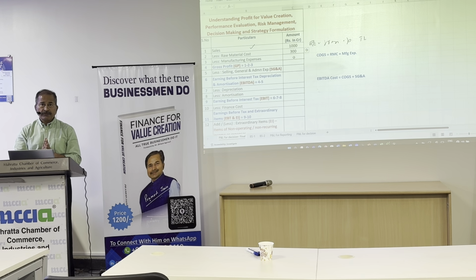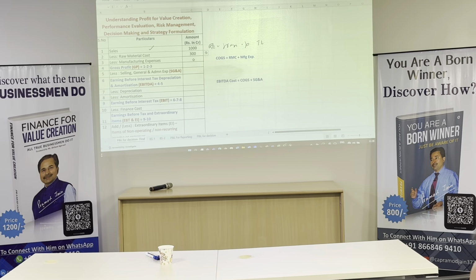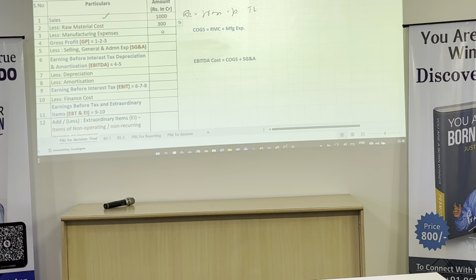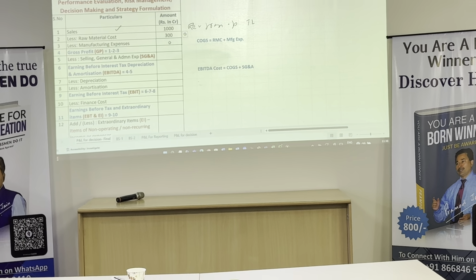So remember, manufacturing cost is also known as conversion cost. And why is it known as conversion cost? No rocket science. Manufacturing expenses you incur for what? You incur the manufacturing expenses for converting raw material into finished product.